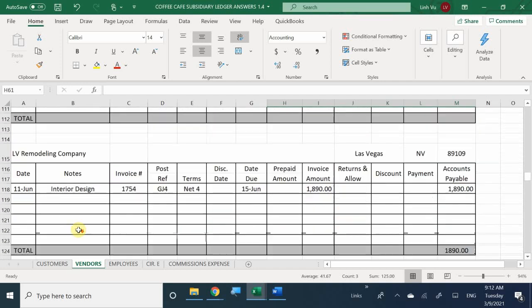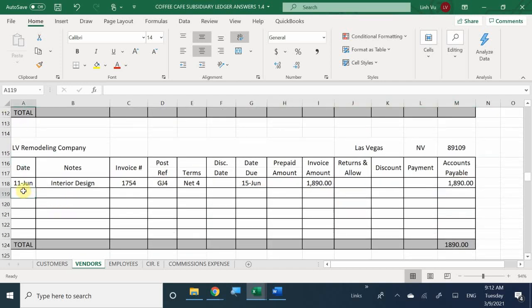Where are you? There you go. LV Remodeling. I found them. Alright, so once again, the date. In this case, I put foundation for grinder. Invoice number 1760, general journal number 4. And we also got the same thing, net 4.